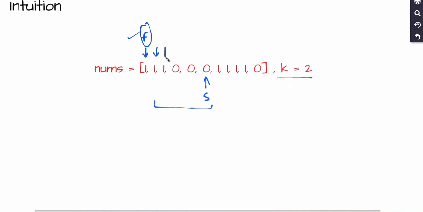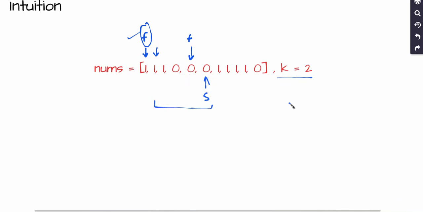So I move my first pointer to the third integer. Is this a valid window? No, because we again have 3 zeros in this window, while we can have only 2. So I move the pointer to the fourth integer. Is this a valid window? No, it is also not a valid window. So I move to the fifth integer. The first pointer is standing on the fifth integer. Is this a valid window? And the answer is yes. It is a valid window. We can convert 2 zeros to 1.